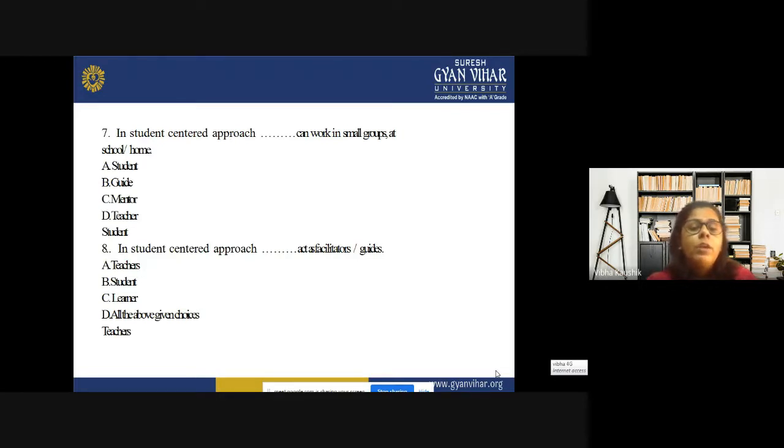Now the eighth one, in student centered approach dash acts as a facilitator and a guide. Now, who works as a facilitator, as a guide when we are talking about a student centered approach?